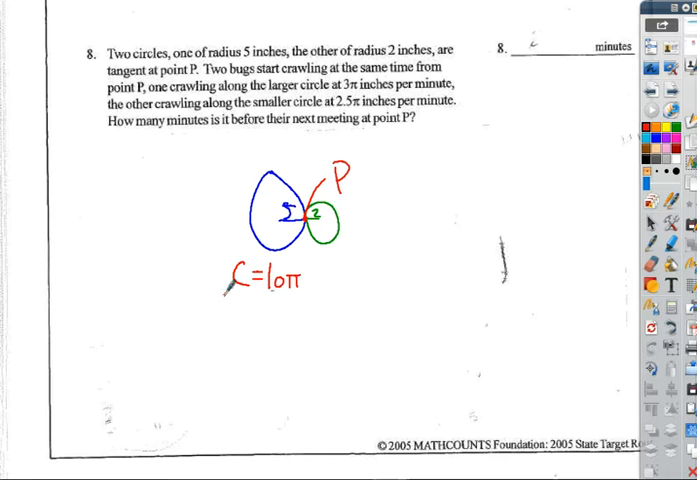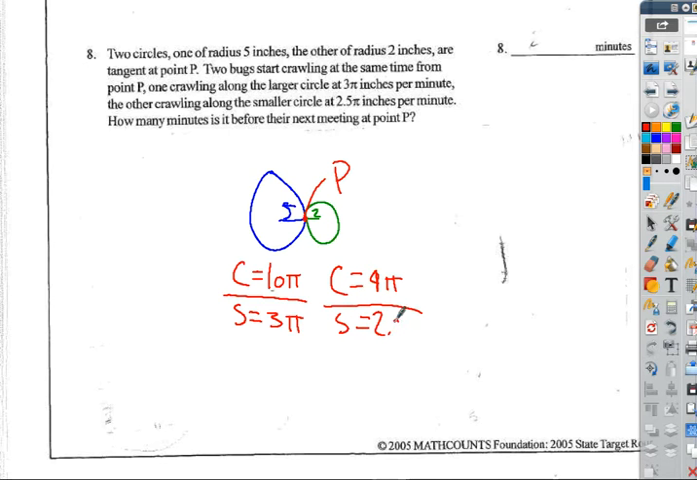So you can see we're writing down the circumference of these circles. The circumference of the big circle would be 10 pi, and the speed of the bug traveling along the circle is 3 pi. Then for the second circle, the circumference would be 4 pi, and the speed would be 2.5 pi.